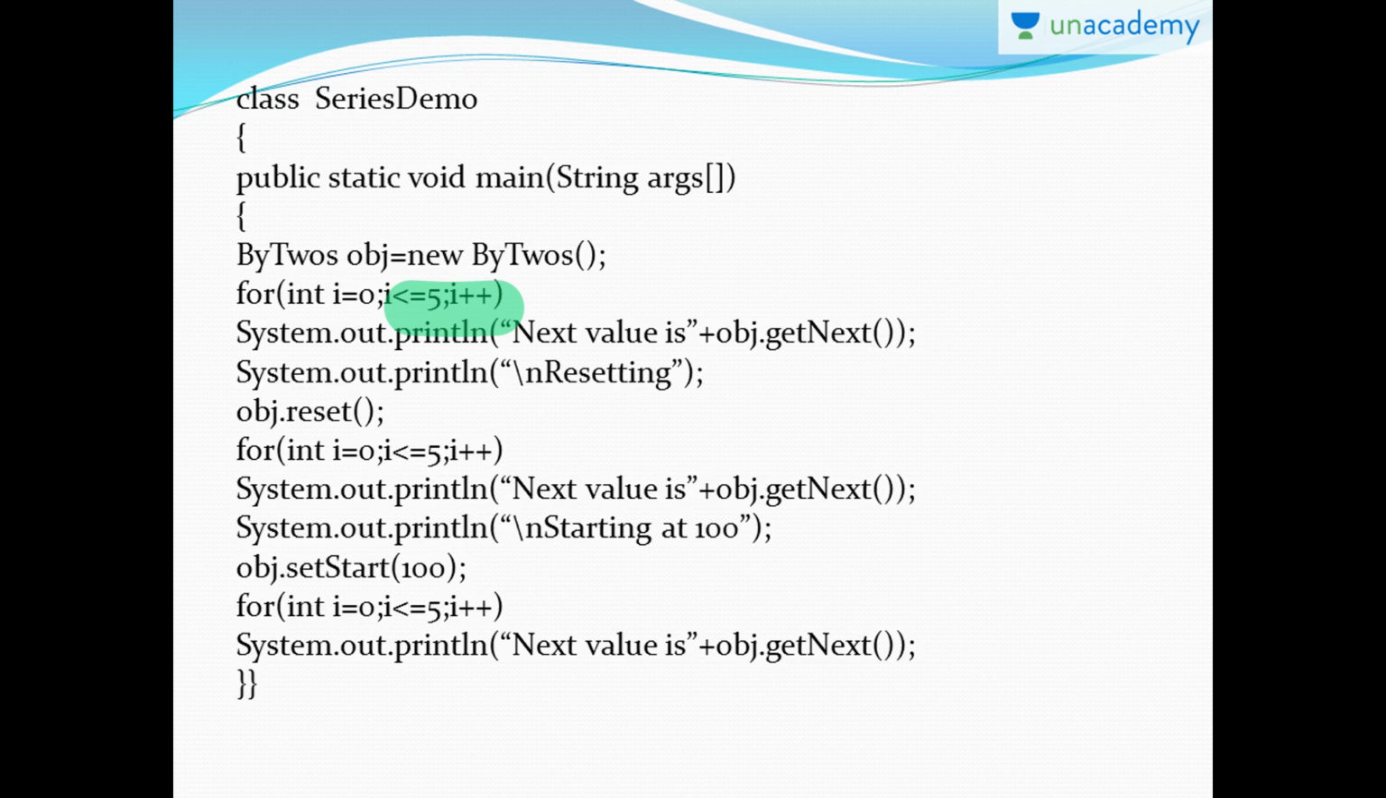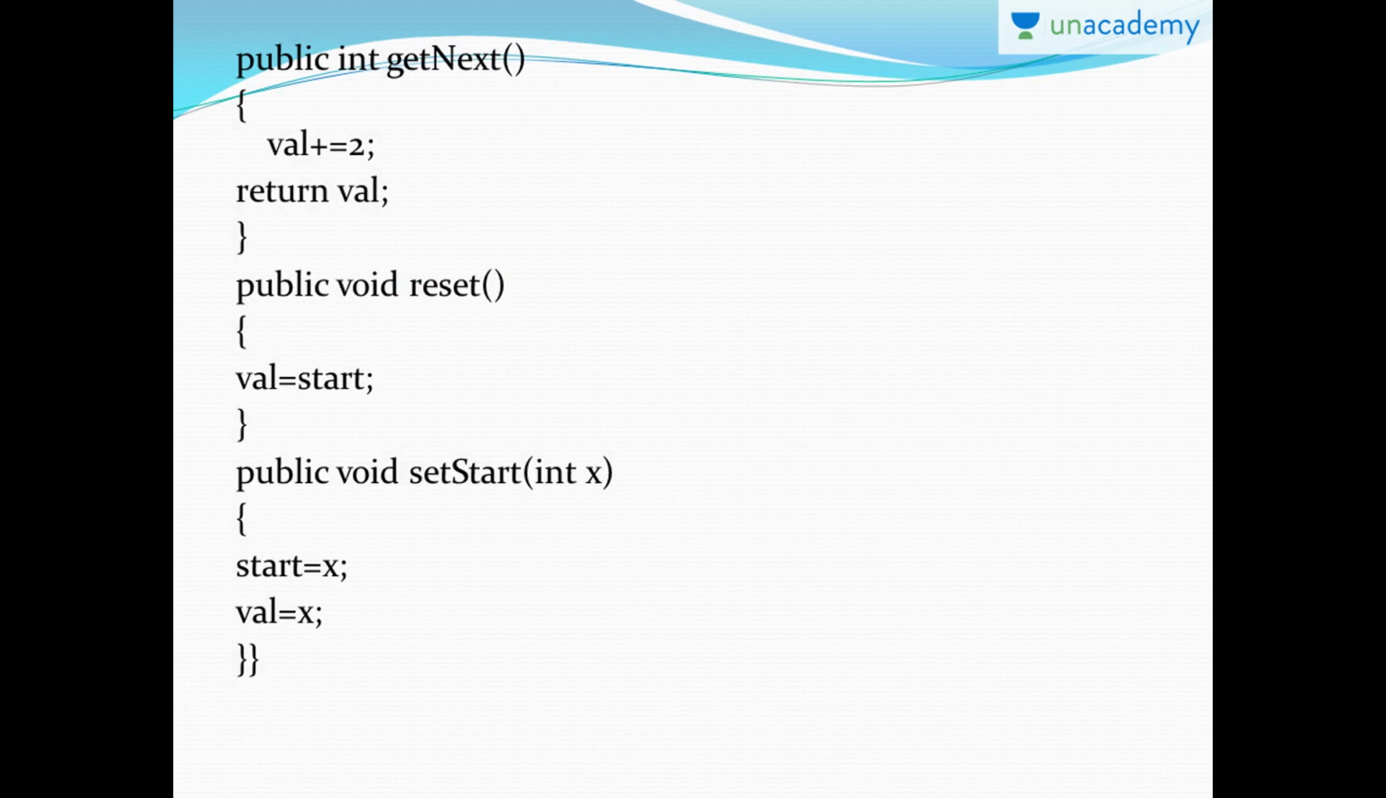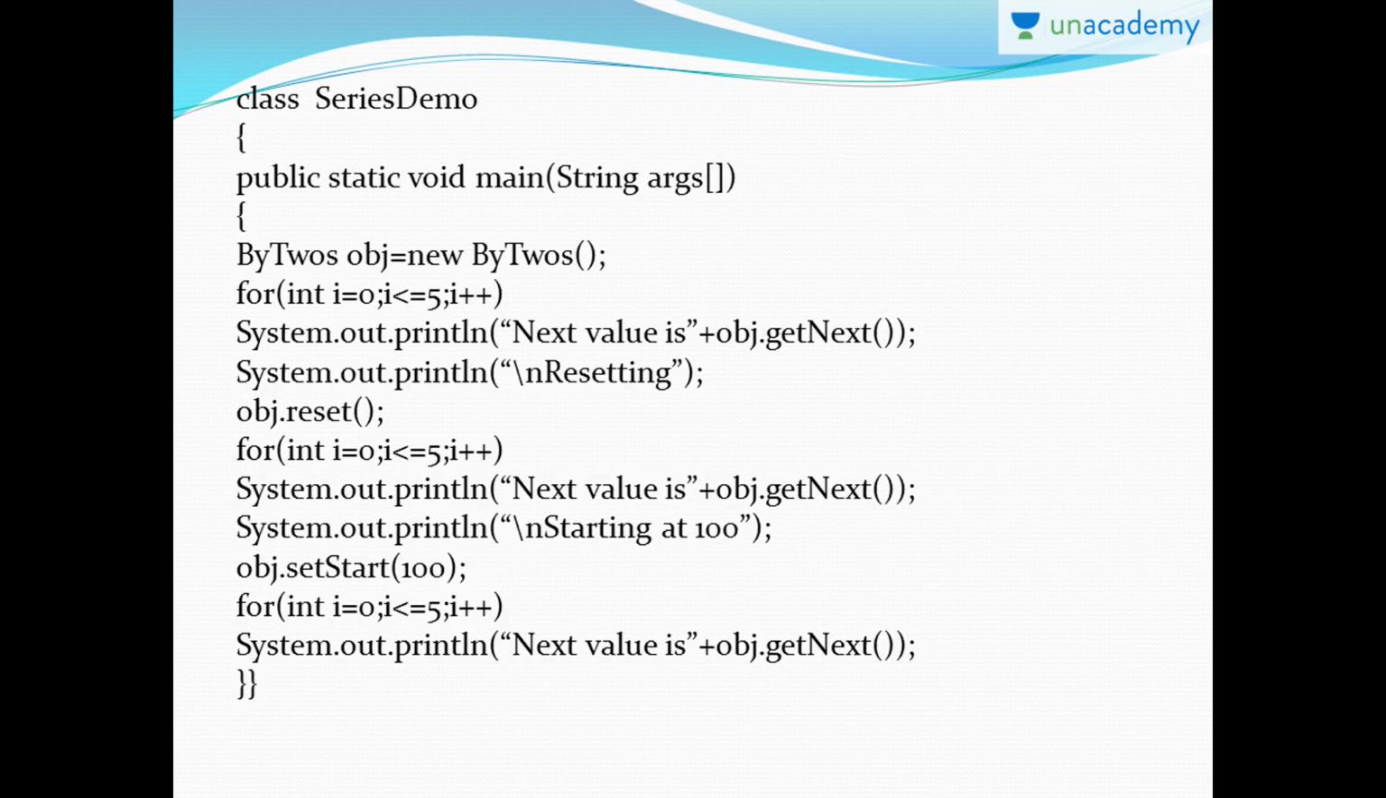So first it would be i equal to 0 and next value is obj.getNext. Here in obj.getNext we have value plus equals 2. So 0 plus 2 would be 2, 2 plus 2 would be 4. Then again the first iteration would be done, and so on till the fifth iteration it would be going on. First 2, 4, 6, 8 and 0 would be the first thing.